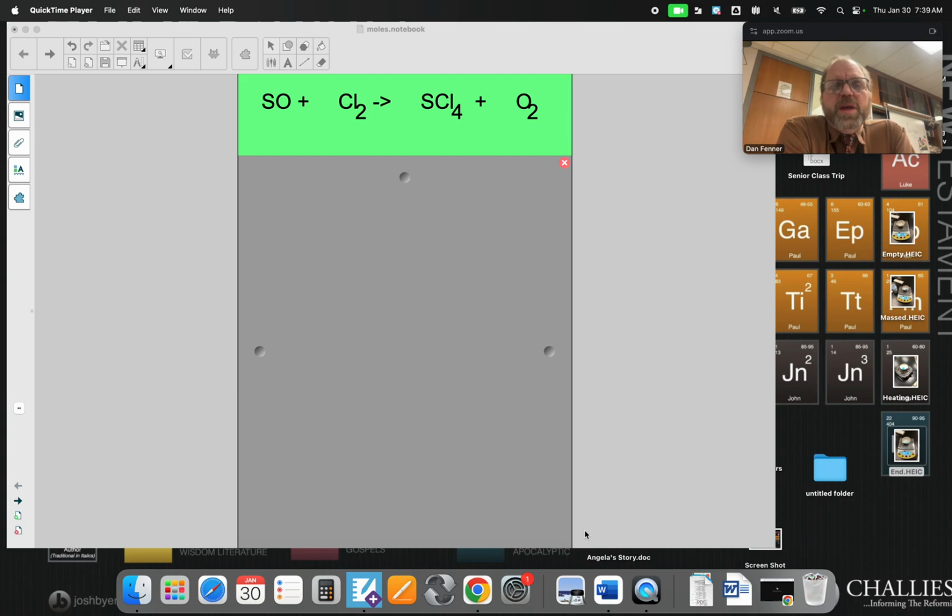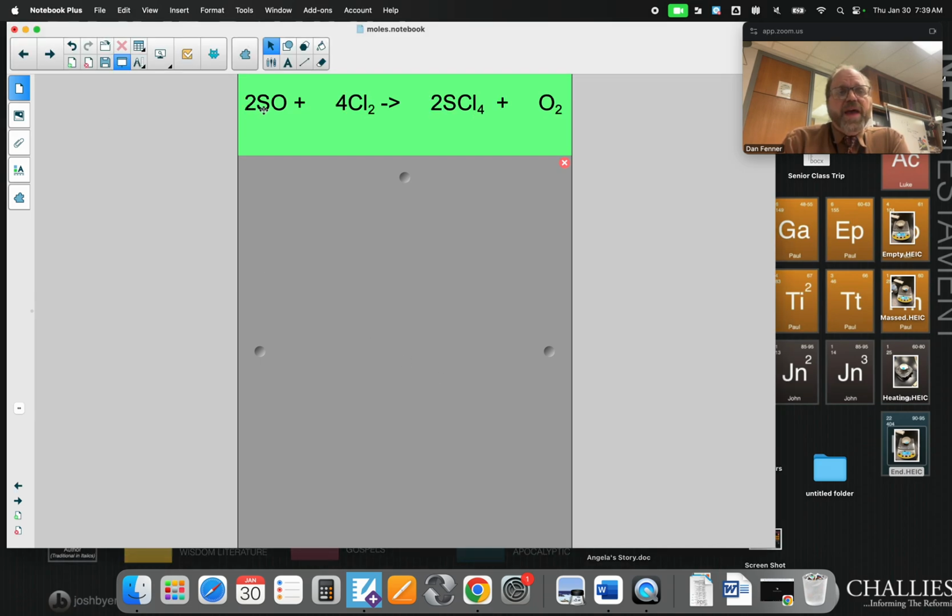Let's talk chemistry. We're looking at one of the most important concepts in chemistry. Not that they're all important, but the mole is something we're going to use very, very strongly the rest of the year. So we have to make sure we understand what we're talking about. If we have a balanced equation here and we balance through it, we see that 2 moles of SO plus 4 moles of chlorine is going to generate 2 moles of SF4 plus a mole of oxygen.